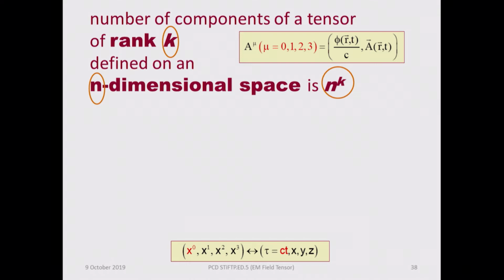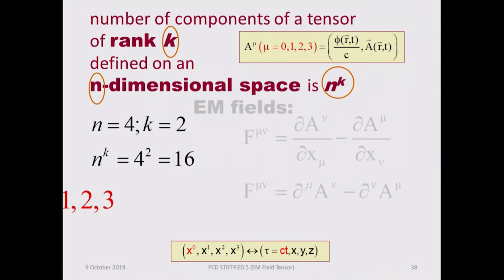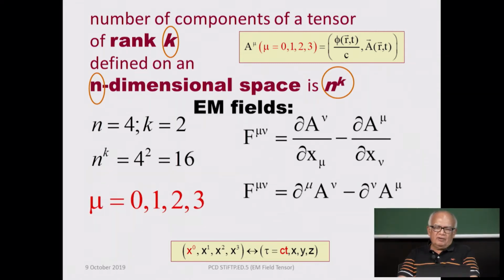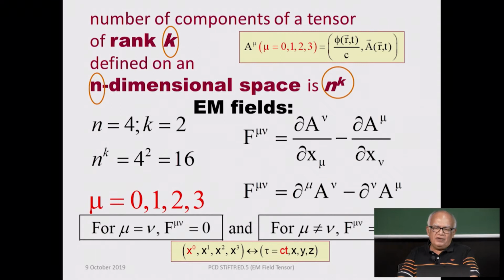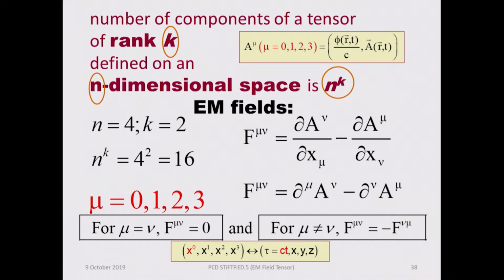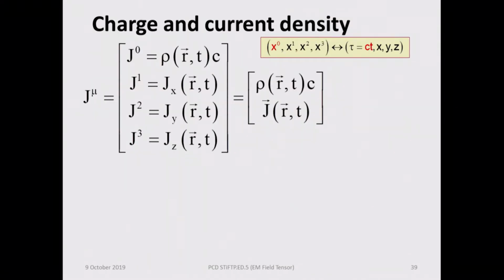So, this is the electromagnetic field tensor of rank 2, right. So, you have got 16 components which represent the electromagnetic field, and this is an antisymmetric tensor whose diagonal elements are 0 and off diagonal elements have the opposite signs. So, that is the property of the electromagnetic field tensor.